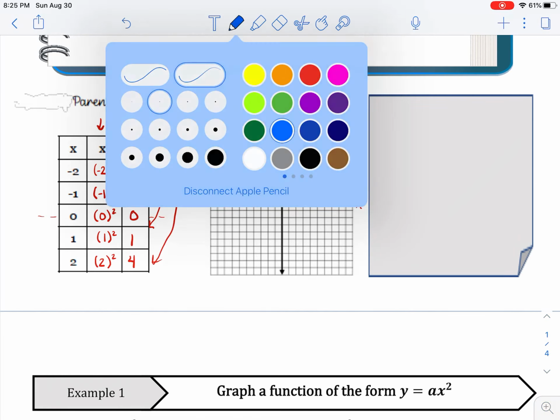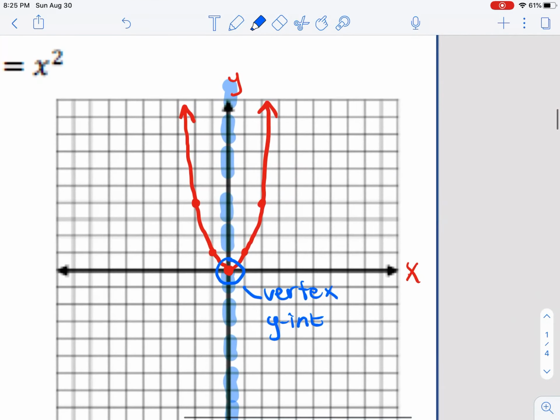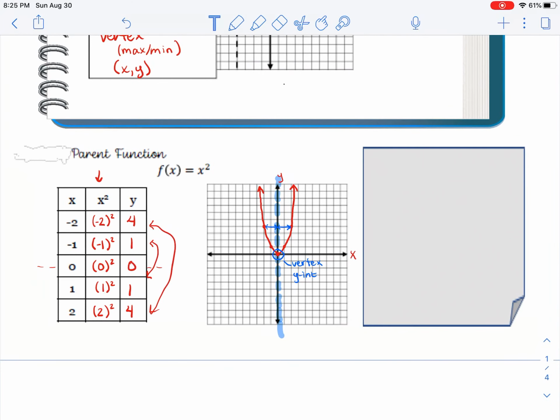So let's find some information about this. First of all, we can label the things we had before. So this point right here is both our vertex, and actually it's also our y-intercept in this case. And then we have down the middle our axis of symmetry. Notice for this axis of symmetry that the distance between any 2 points is going to be the same from that axis of symmetry. So we're going to use that as a trick for graphing here.